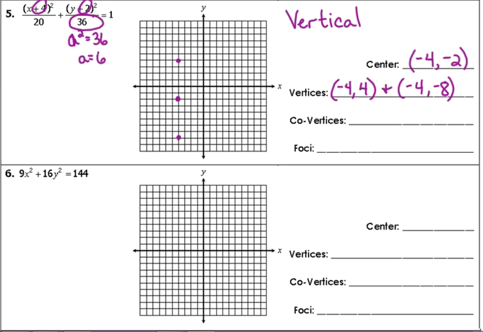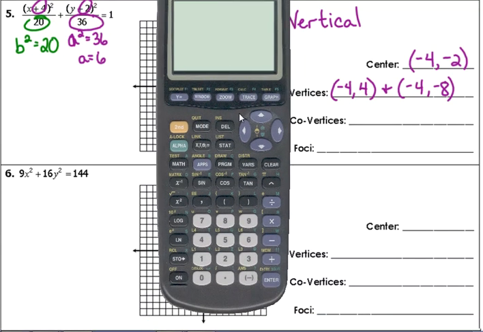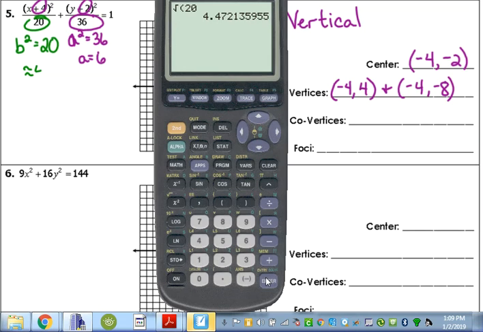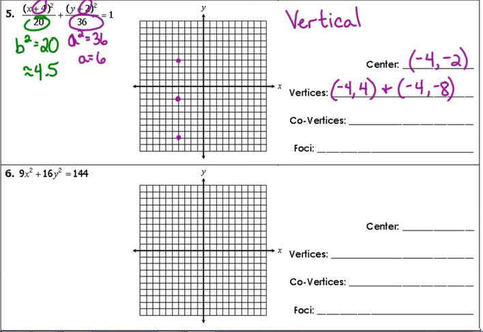Y'all stop me if I do something that throws you off. All right, for the co-vertices, I wish this was a perfect square. It is not. 20 is not a perfect square, so since I have to graph it, I'm going to use my calculator to take the square root. That's about 4.5. So from my center, I'm going to go right 4.5 units. 1, 2, 3, 4.5. And I'm going to go left. 1, 2, 3, 4.